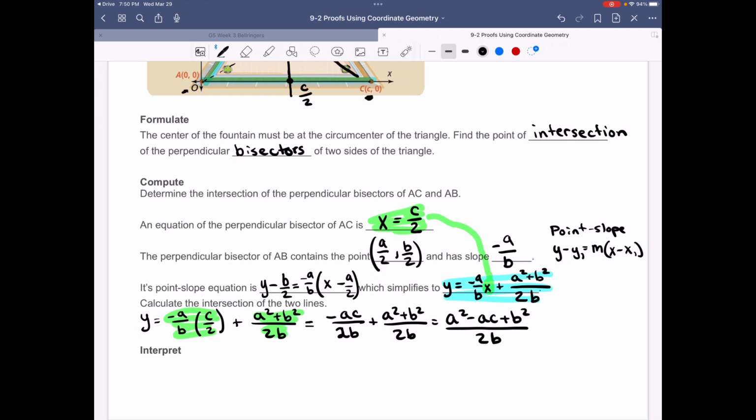So what does that mean? That means that the center of the fountain, no matter what the coordinates are of any triangular plaza, if you want to find the center of it, it would be at c over 2, a squared minus ac plus b squared all over 2b. And that completes our notes for 9-2.